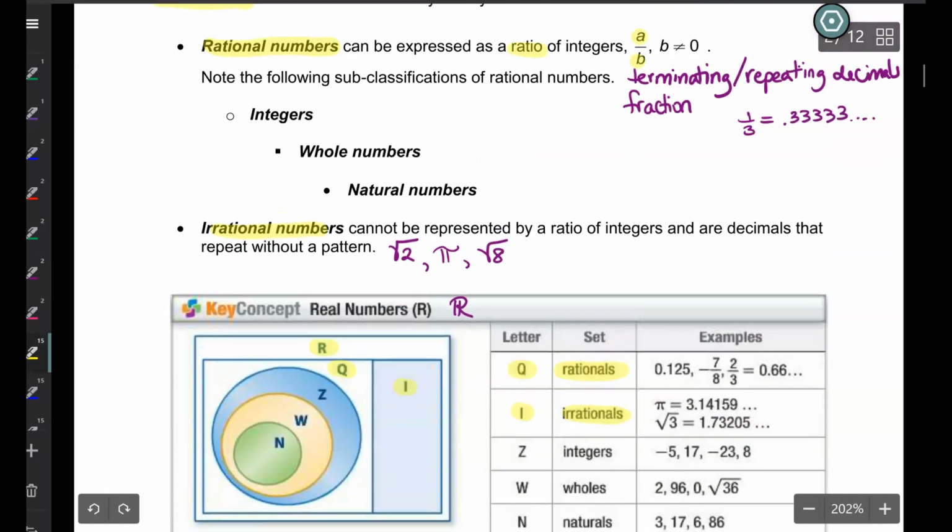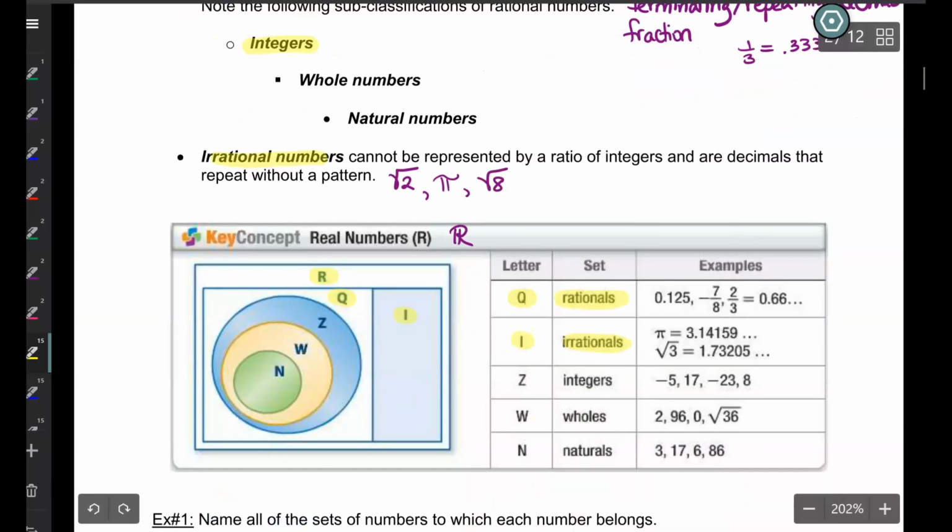Now, under rational numbers here, these are your subcategories. Your integers, which we should have heard of, that's Z. These include negative numbers, positive numbers. I'm going to throw in here also 0. 0 is part of the integers.